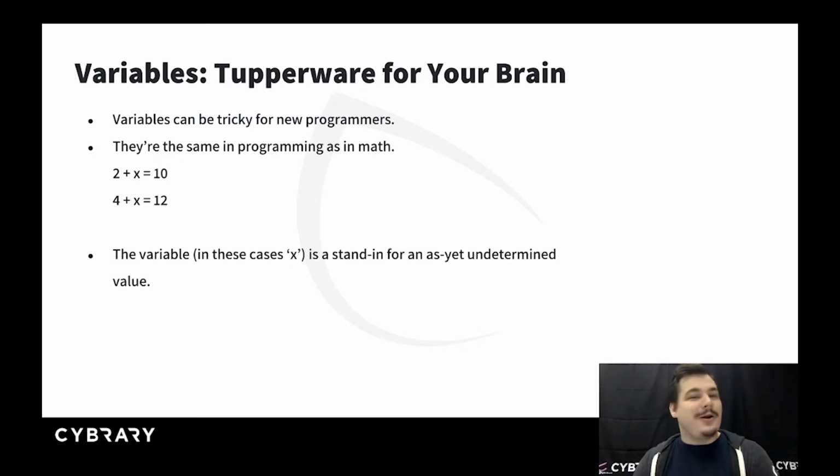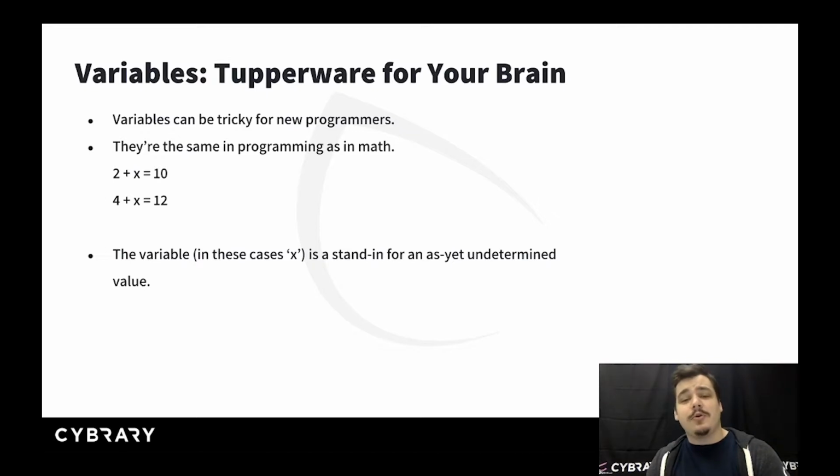Variables, what are they? What are they for? What do they do? The best way to describe variables is Tupperware for your brain. Variables can be really tricky for new people to learn. A lot of people get very wrapped around the axle with the concept of them. And the truth is that they're not nearly as complicated as they seem. They're not nearly as complicated as you may unintentionally make them seem.